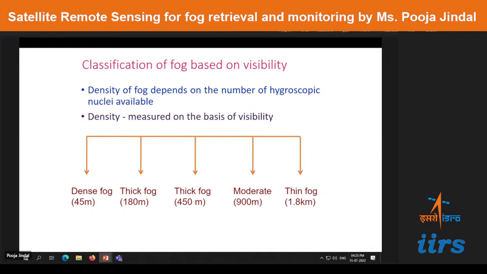Then coming to the classification of fog based on visibility. Depending on the visibility, we have dense fog if the visibility is less than or equal to 45 meters. We have thick fog if the visibility is up to around 450 meters, and the fog is called moderately thick fog if the visibility is around 900 meters, and the fog is called thin fog if the visibility is as high as 1.8 kilometers.